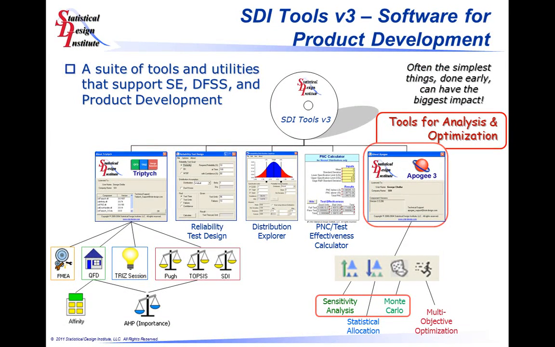The SDI Tools software includes a suite of tools and utilities that support system engineering, design for Six Sigma, and product development. In this discussion, we'll be focusing on the Apogee tool set and the application of sensitivity analysis and Monte Carlo in the prediction of performance for a new design.